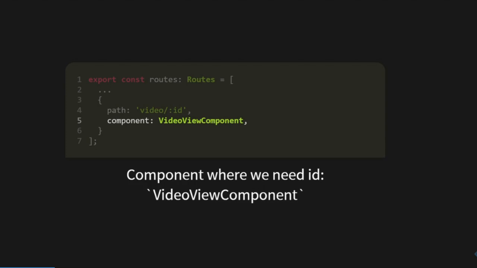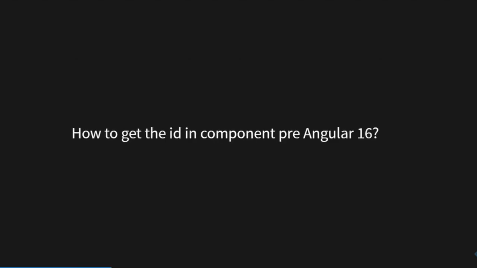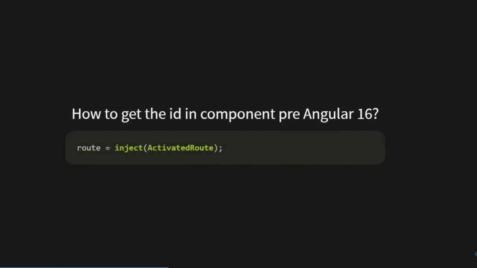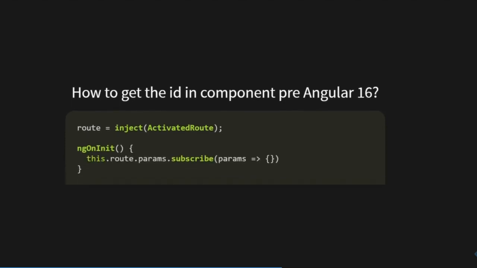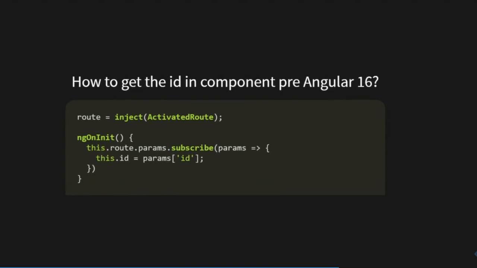So how would we do this before Angular 16 was introduced? Now the typical way to do that would be to inject the ActivatedRoute service, which is provided by Angular to access everything related to the routes. So we're going to initialize ngOnInit, and then we will have to subscribe to the params or the paramMap of the ActivatedRoute, and we need to get the ID from the params. And then we can use this ID to fetch the specific video and show it to our users.